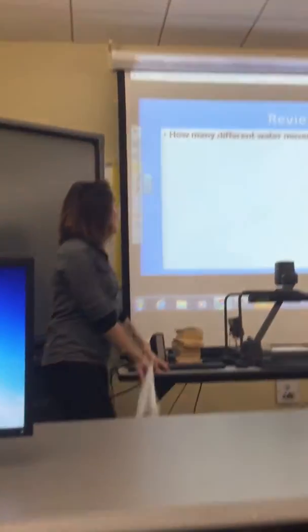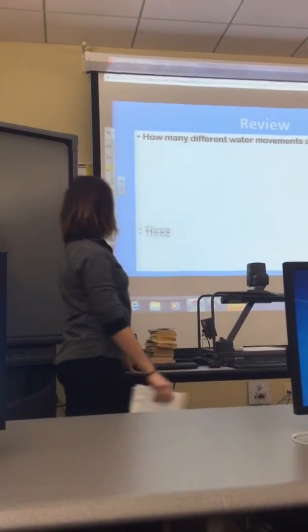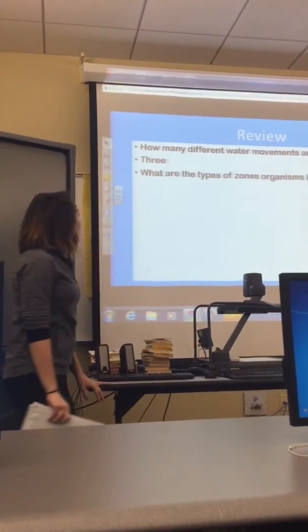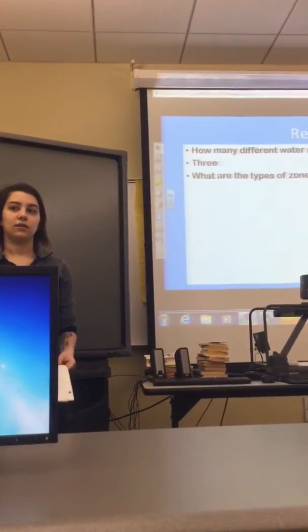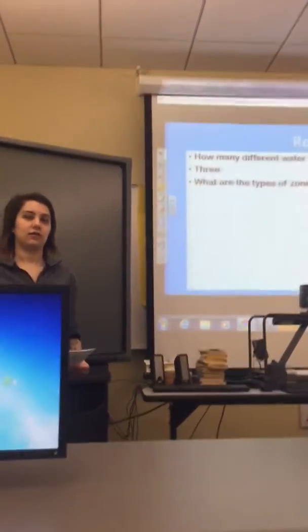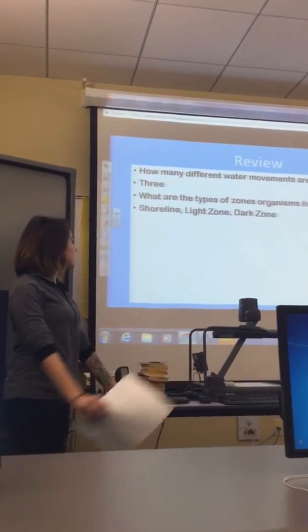So we have a review. How many different water movements are there? Three, very good. What are the types of zones organisms live in? The light zone and the dark zone. Very good. And then, shoreline, light zone, dark zone.